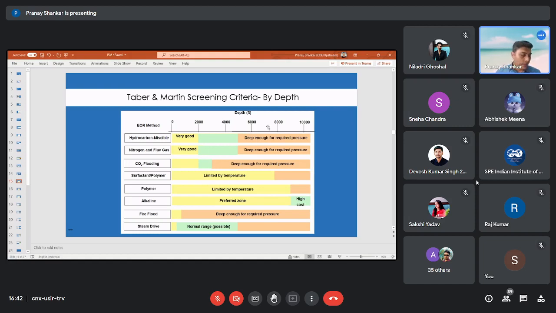Beyond 6,000 feet, gas EOR is possible, but the expense, and obviously the injection pressure required to inject gas at a depth of more than 6,000 feet, is too high, and that requires higher compression and hence higher cost. So ideally for depth less than 6,000 feet, you go for gas EOR. Then between 8,000 and 10,000 feet, you go for chemical EOR, and thermal EOR is for very shallow reservoirs, less than 2,000 or 3,000 feet. That is the criteria based on depth.